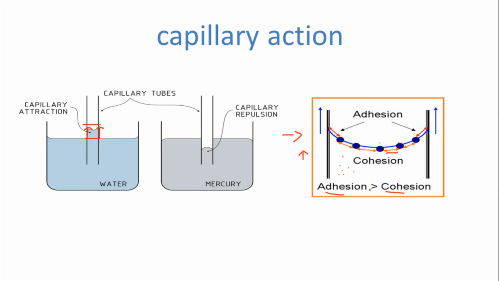Suppose the cohesion is greater than the adhesion, it looks like this. This is an example of a capillary tube placed in mercury, where the level is depressed. This process is also called capillary action. This capillary action acts as the main force in TLC and paper chromatography.